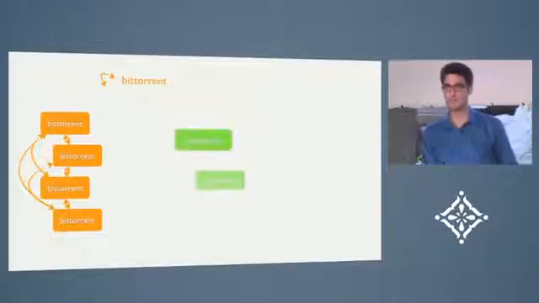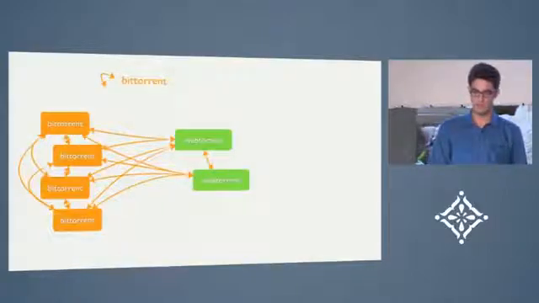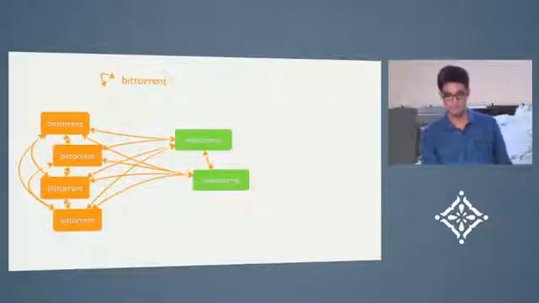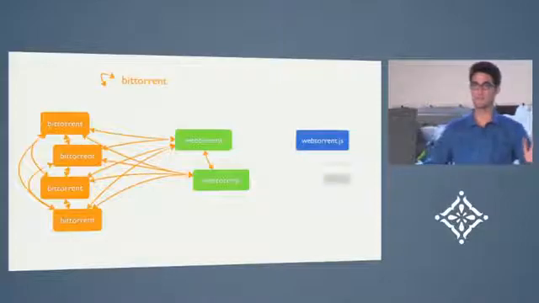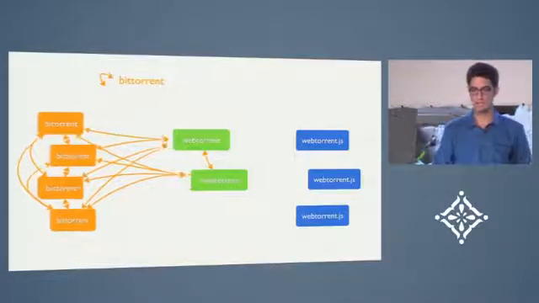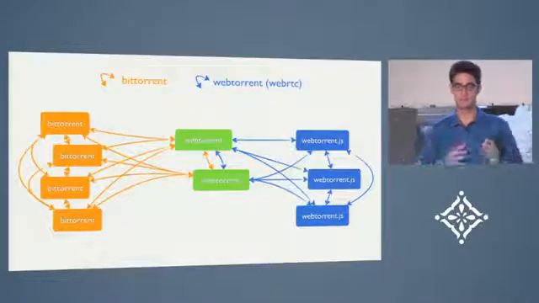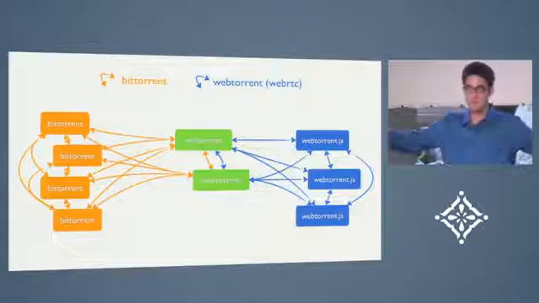And then we're going to build some hybrid clients. So these clients are going to speak the BitTorrent protocol, obviously. They're going to be able to talk to the existing network. But there's going to be these new types of clients, which are web-only. They only speak WebRTC. And they're going to speak to the hybrid clients. But the hybrid clients will speak both, right?